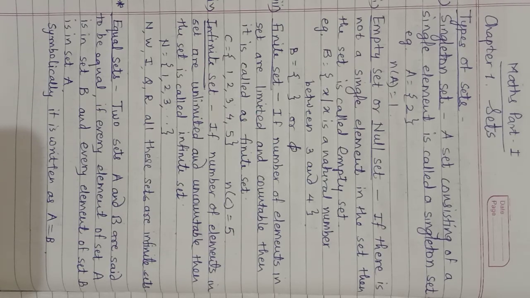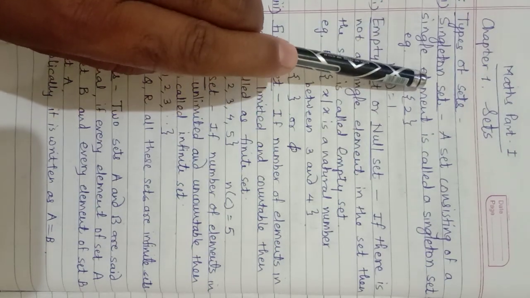In the last lecture, we studied the definition of a set. We studied types of writing sets: the listing method and the rule method. Now we start the types of sets using the elements in the given set. So the first type is the singleton set.